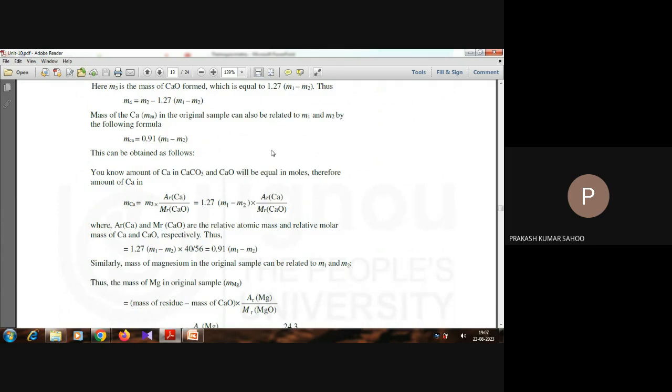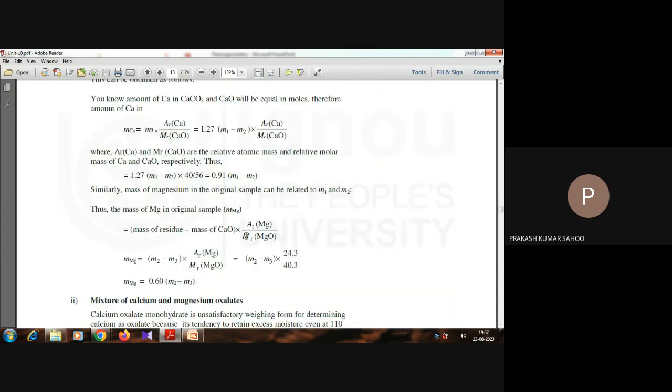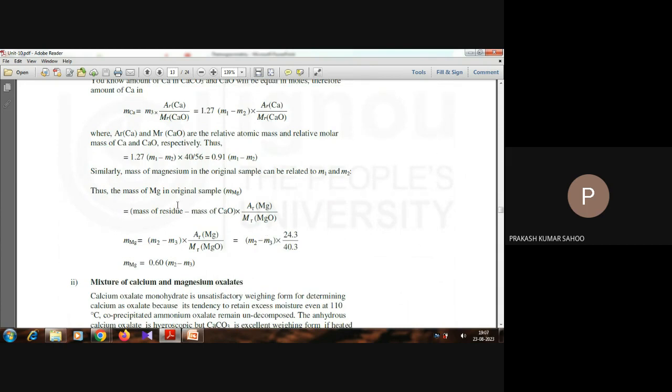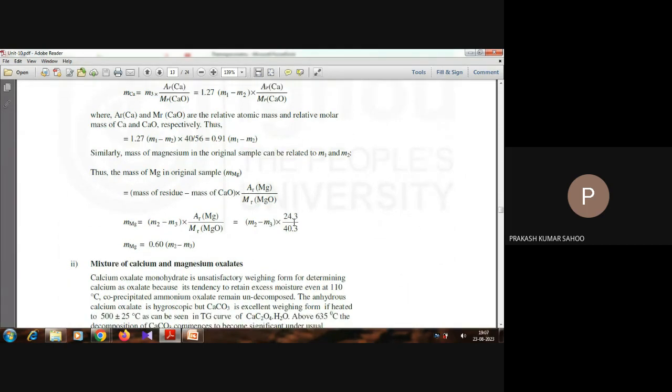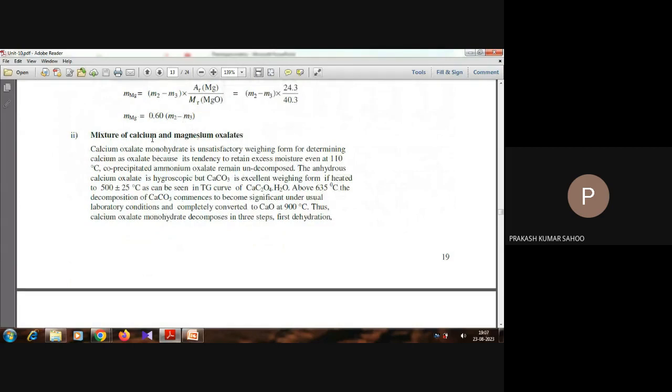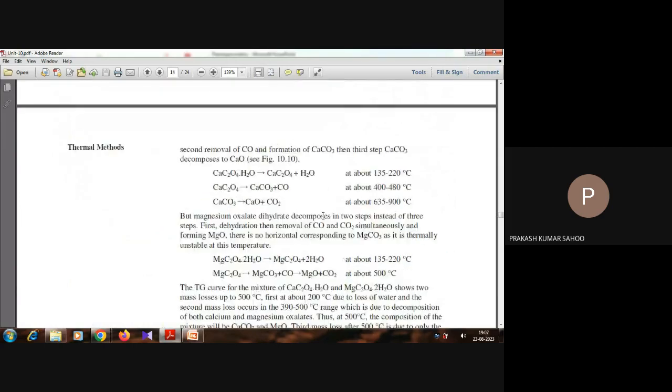Okay, these are just stoichiometric things. That is only the comparison, how much weight is lost with respect to what, this much. Here calcium and calcium oxide, here it is a comparison. Here magnesium and magnesium oxide. So just go through these things. Then this is the second example, calcium and magnesium oxalate. The same principle goes on here.